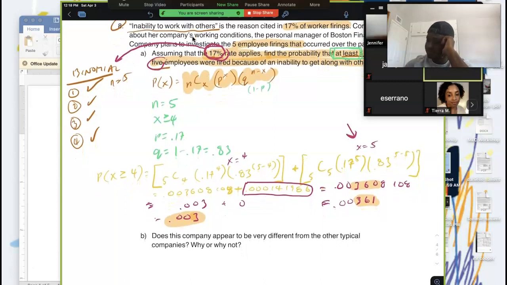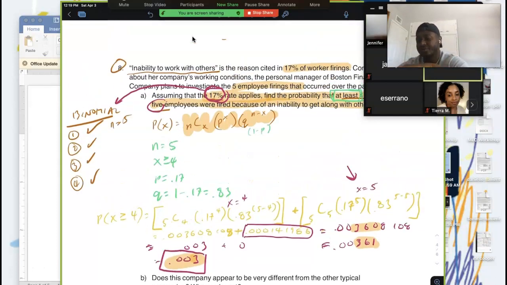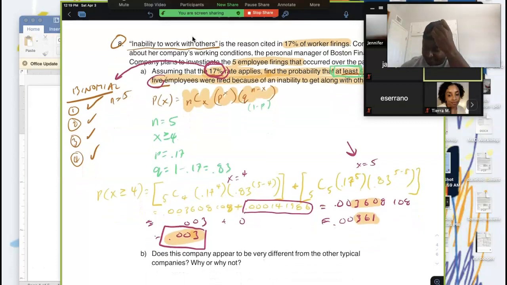Because this probability is 0.0003, do you remember the cutoff? So when you're dealing with z-scores, the cutoff is between 2 and -2 for it to be usual. And with probability, it's going to be 0.05. So that's less than 0.05. So it'd be unusual, yeah. It'd be unusual for 4 or 5 firings to have occurred.